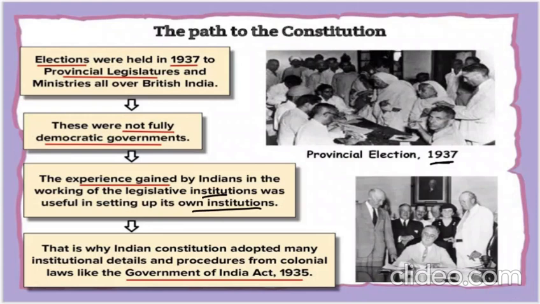When the Britishers were there and they worked as a legislature, they could understand it and got experience of how to make their own institutions, correct? That is why the Indian constitution adopted many institutional details which they learned from the colonial laws, as in the British laws, like the Government of India Act 1935. So all those things were also included in the constitution.